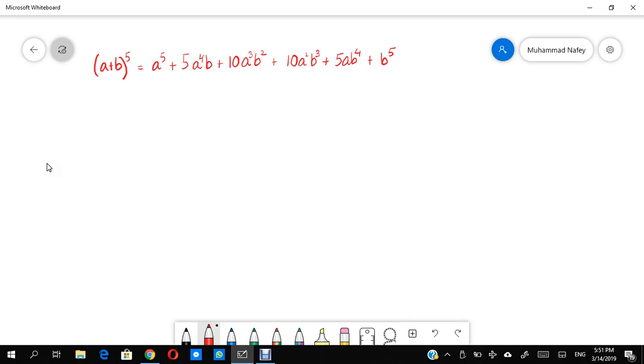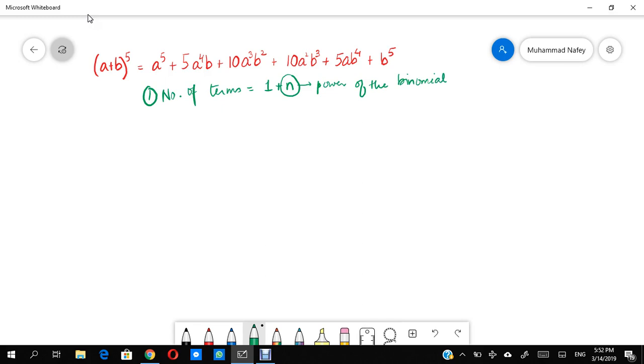So we can make a number of observations here. The first observation is that the total number of terms in this expansion is 6, which is one more than the power applied to the binomial. So the first observation is that the number of terms is equal to 1 plus n, where n is the power of the binomial.